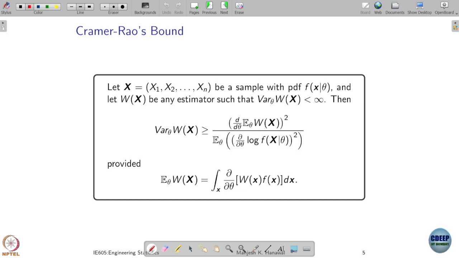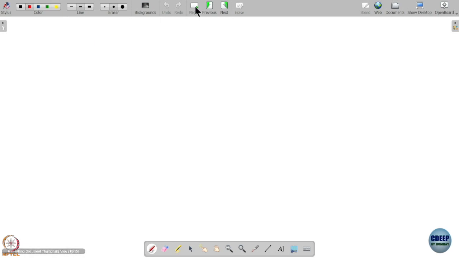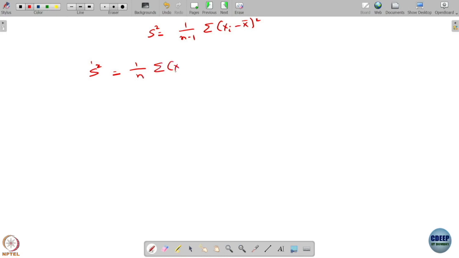Okay, but now let us look into the other case. We always took S square to be 1 upon n minus 1 summation xi minus xi bar whole square. But why did we deliberately choose it to be n minus 1, though naturally we felt it would have been, let us put it as S square prime, 1 by n summation xi minus xi bar whole square, right? This could also be an estimator. Who is stopping you from taking this as an estimator? If this is one estimator for variance, this could be another, let us call this W prime.